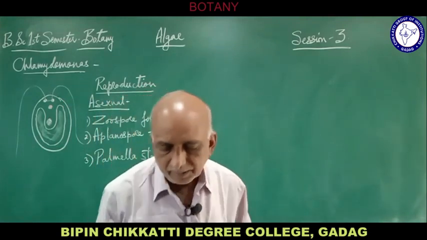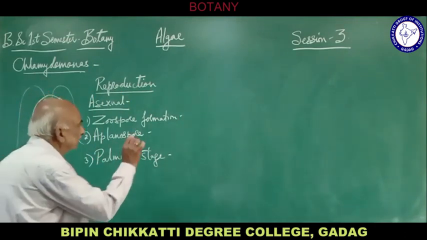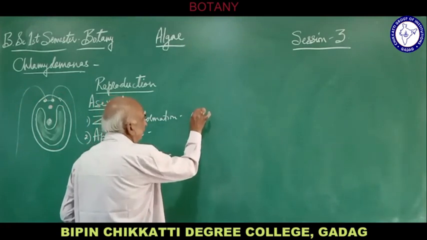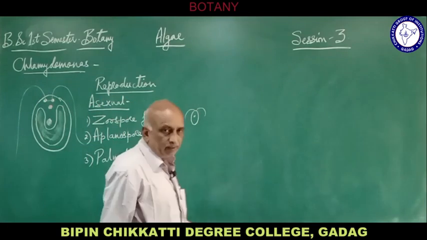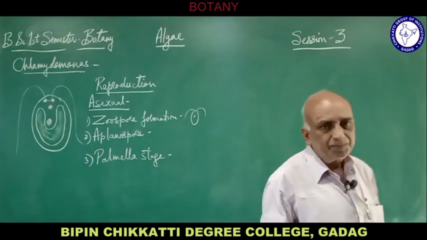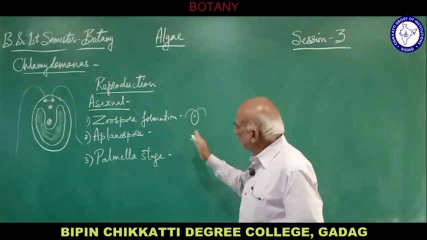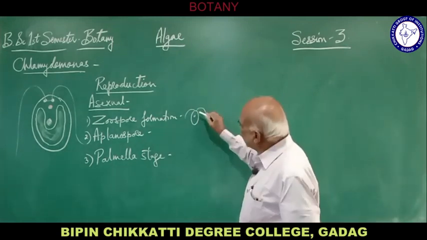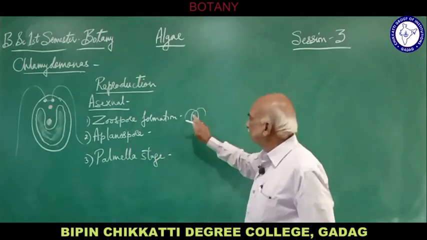Now one by one, in zoospore formation, what actually happens? So in zoospore formation, suppose this is the Chlamydomonas cell. Now it is by simple cell division, zoospores. The Chlamydomonas cell divides longitudinally like this to form two cells.